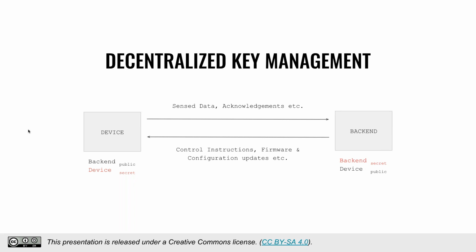And you end up managing. If you want to build a secure system, you must assign each device a unique cryptographic key pair. The backend knows the public part of that key pair. The device knows the secret part. And you must assign the backend itself a cryptographic key pair. Only the backend has the secret, but all the devices have the public keys.